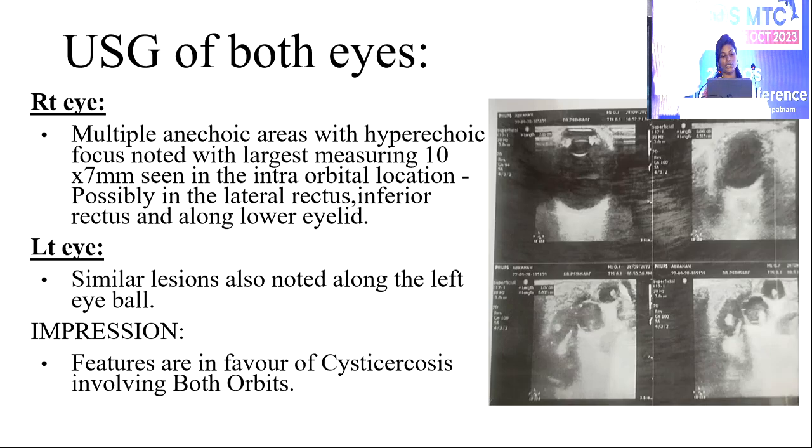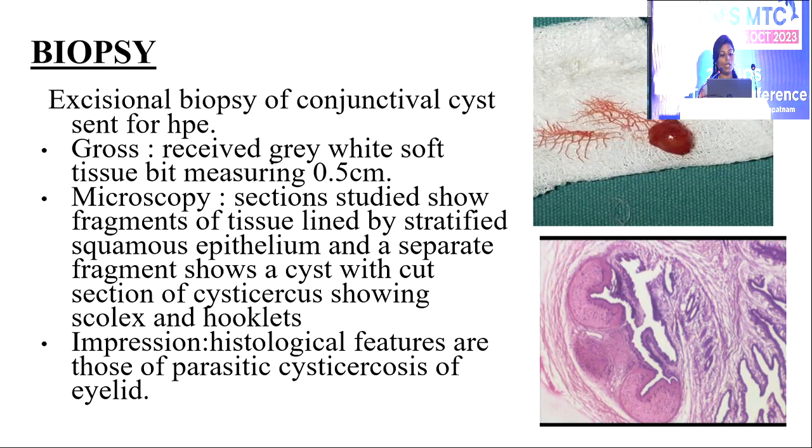Ultrasound of both eyes shows multiple anechoic areas with hyperechoic foci, the largest measuring 10 by 7 mm, seen in the intraorbital location, possibly lateral rectus, inferior rectus, and along the lower eyelid. Similar lesions are noted in the left eye, suggestive of cysticercosis in both orbits.